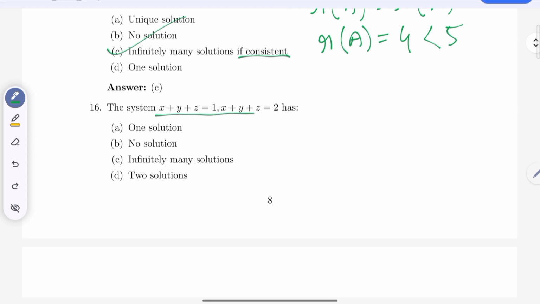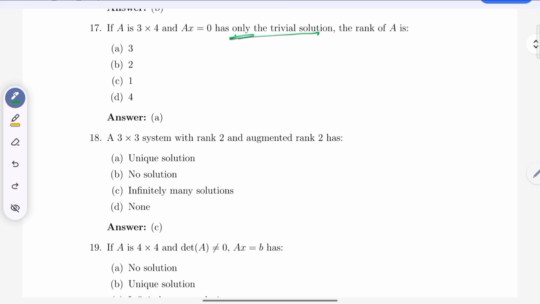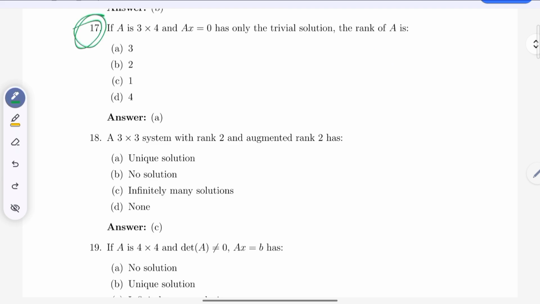In the next question, x plus y plus z equal to 1 and x plus y plus z equal to 2. This is absurd, not possible. So no solution. In the next question, A is 3 by 4 matrix and Ax equal to 0 has only the trivial solution. So rank of A equal to n, since unique solution, it is saying only the trivial solution. So unique solution means rank of A equal to n, and that is rank of A equal to 4. One second, I think this question is incorrect because here A is 3 by 4 matrix. So rank of A can never be 4. So I think this question is incorrect. I have to check. Okay, leave this question for now.